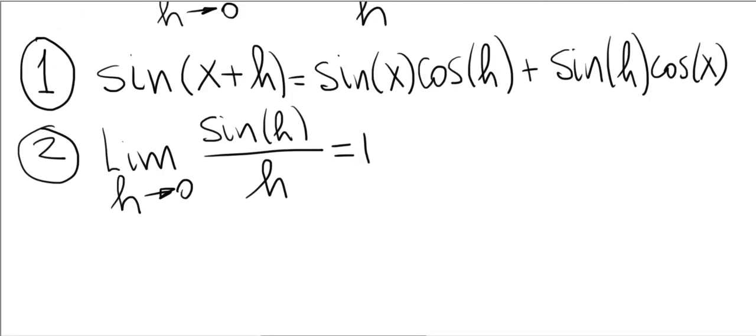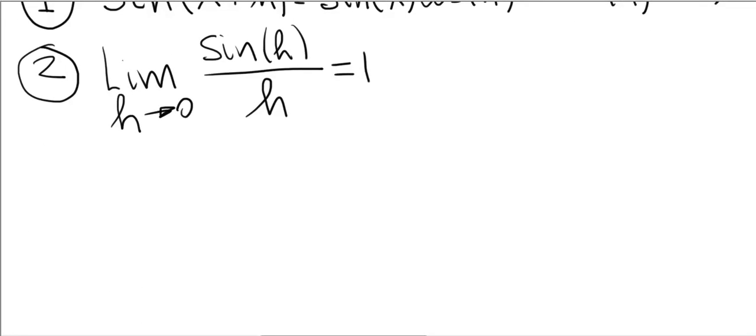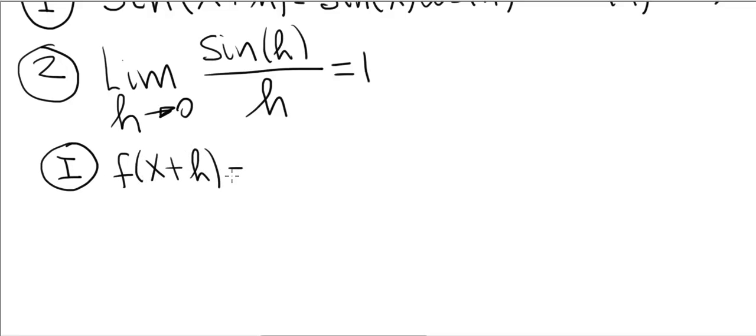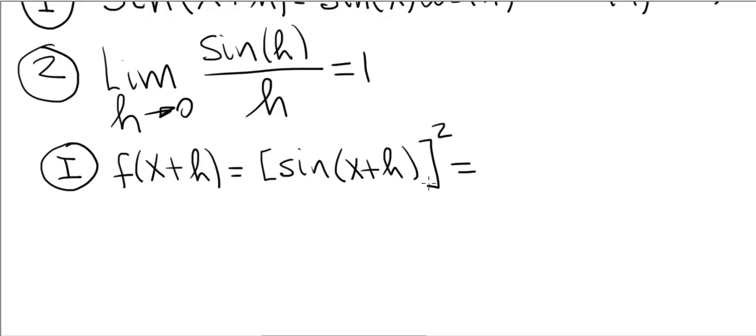So let's begin the computation of the derivative of sine squared of x. We'll use the four-step process. In the first step, we're going to compute f of x plus h and simplify it as much as possible. So here it is: sine of x plus h, we replace the x with x plus h, squared. We're going to use our first result, the trigonometric identity, to expand sine of x plus h.